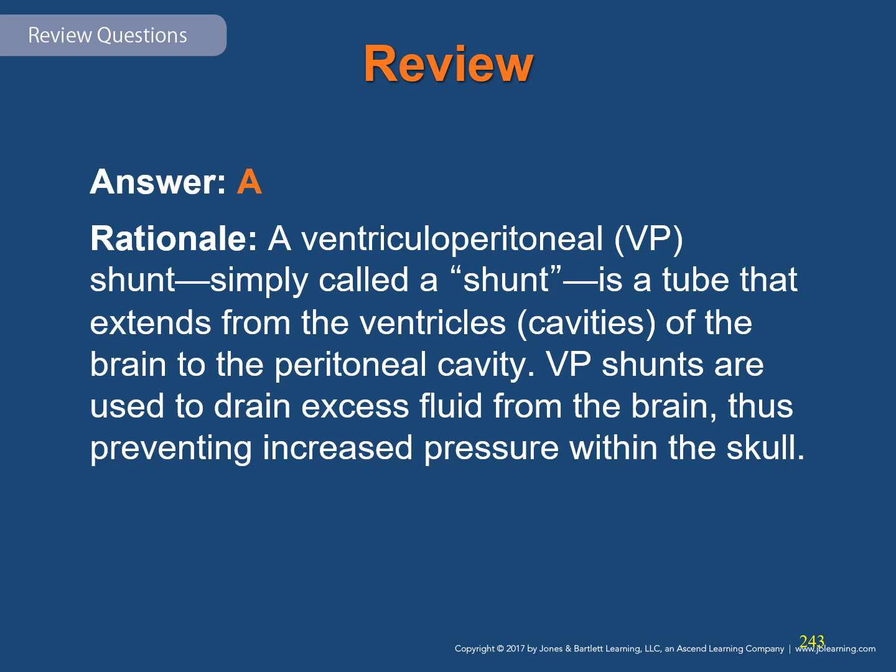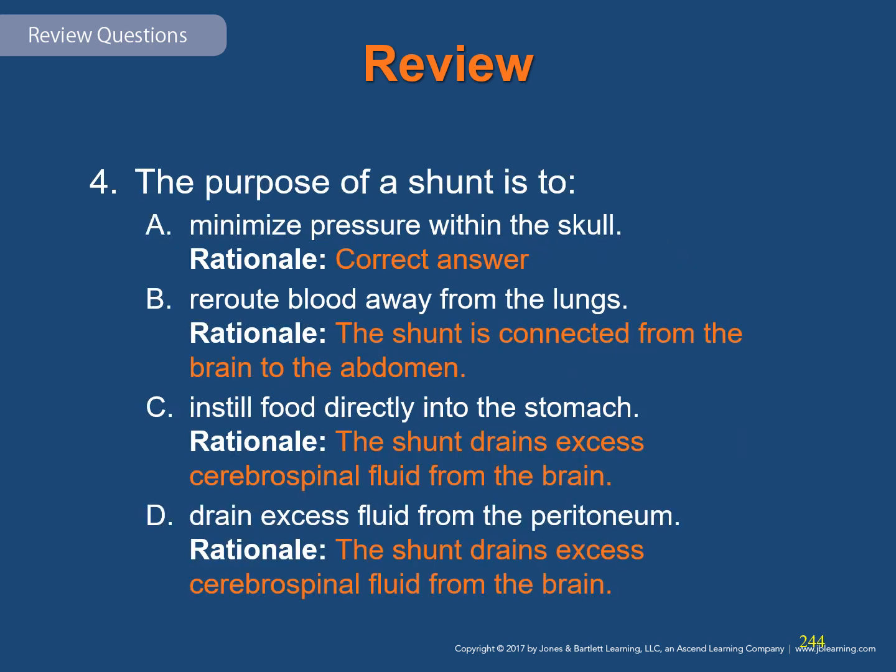A. A ventriculoperitoneal VP shunt, simply called a shunt, is a tube that extends from the ventricles, the cavities of the brain, to the peritoneal cavity. The VP shunts are used to drain excess fluid from the brain, thus preventing increased pressure within the skull. A is the correct answer.